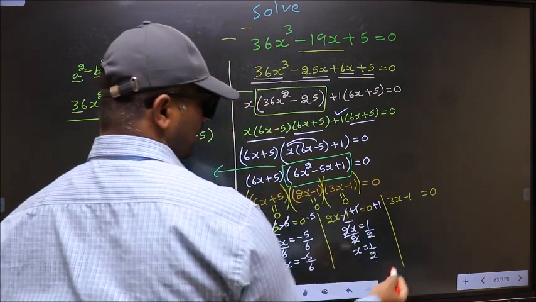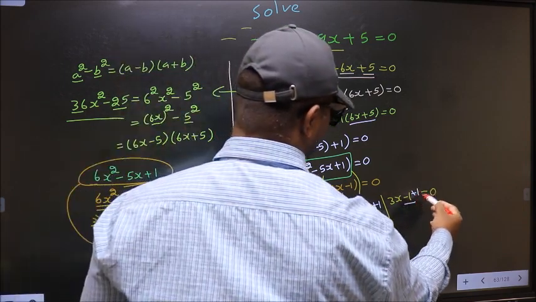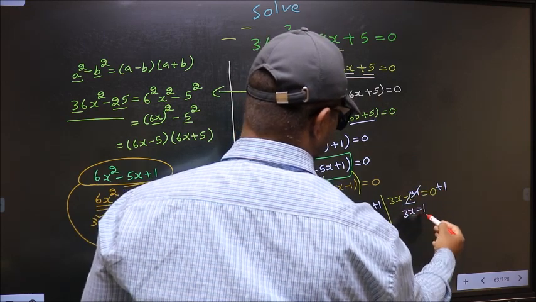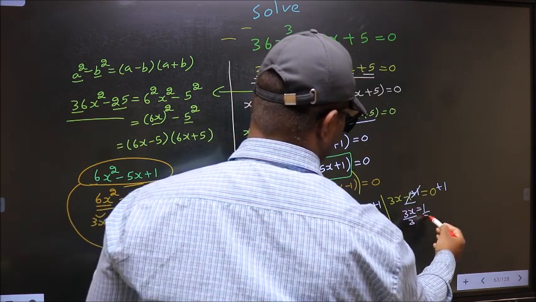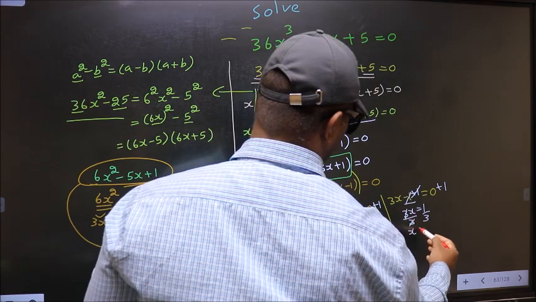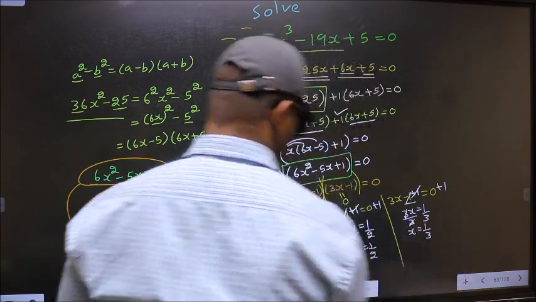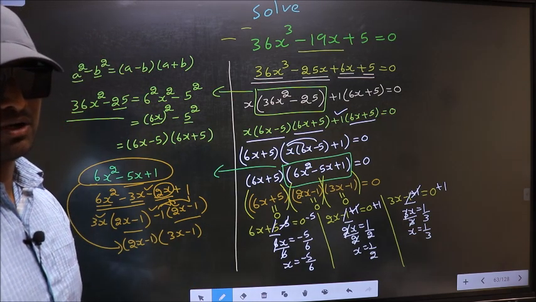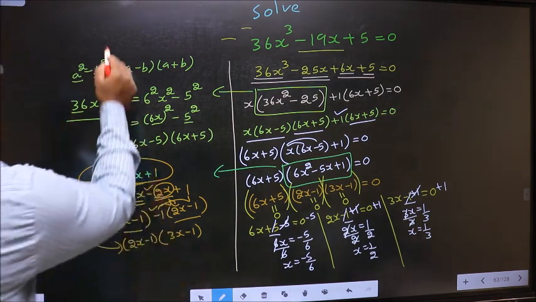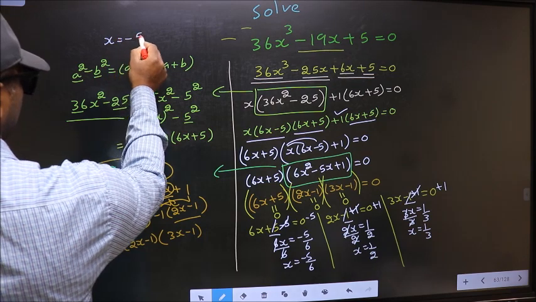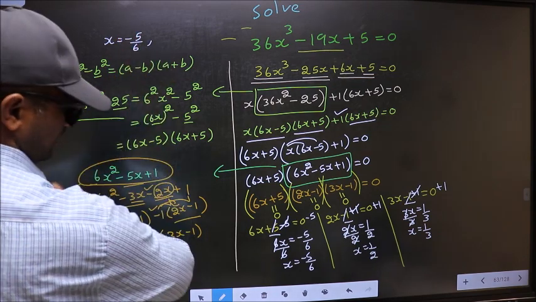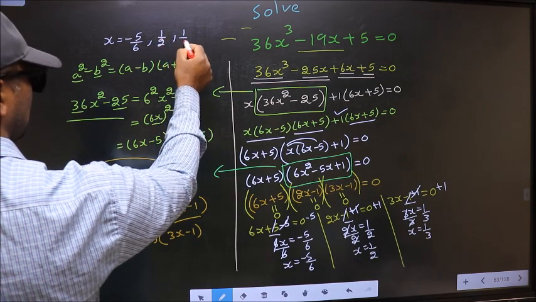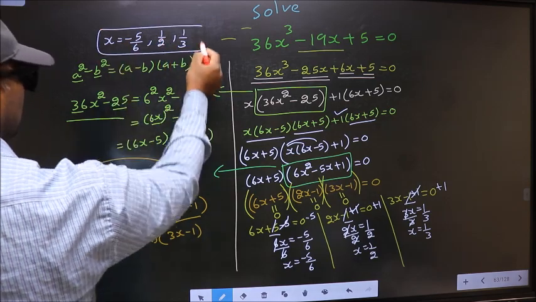Now here, I should remove minus 1, so add 1. You get 3x equal to 1. Now I should remove 3, so divide by 3. You get x equal to 1 by 3. So the x values that we got are minus 5 by 6, 1 by 2 and 1 by 3. This is our answer.